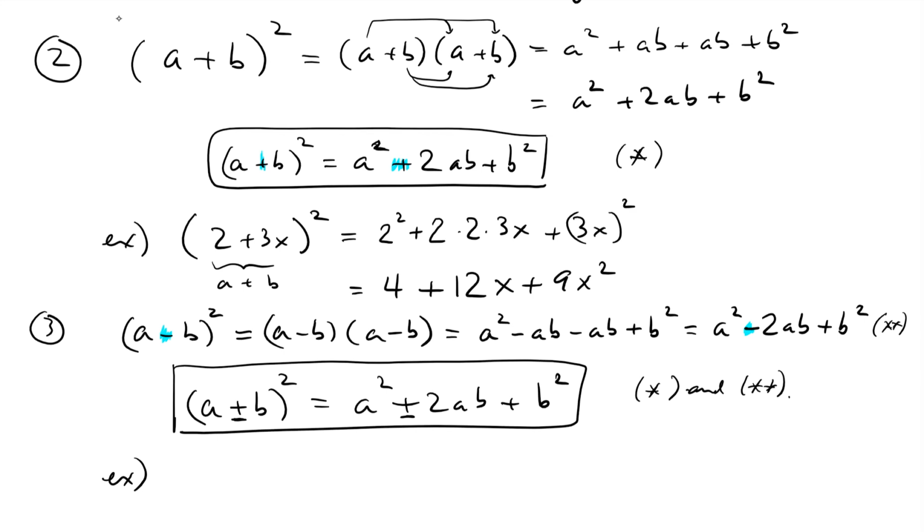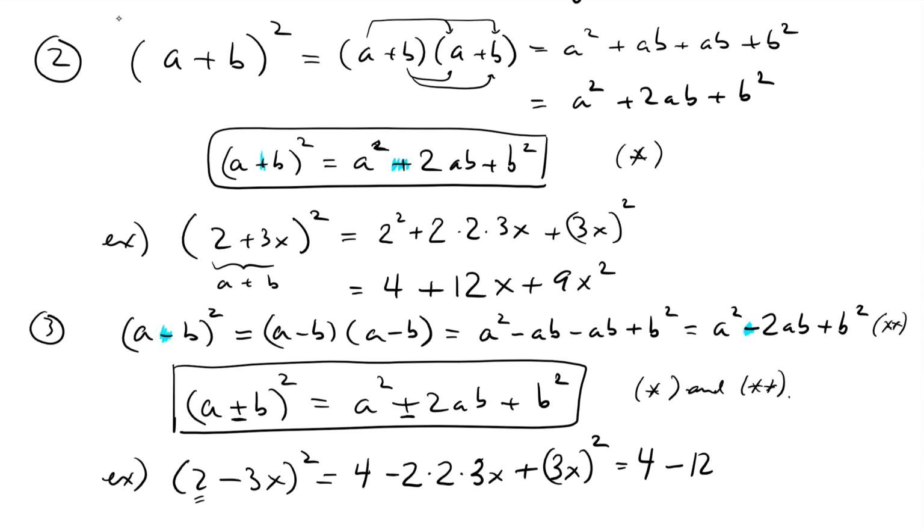So maybe another example here. Imagine I have 2 minus 3x, squared. Well, that's going to be the first term squared, a squared, minus 2 times a times b, plus b squared. So that's going to give me 4 minus 12x plus 9x squared.